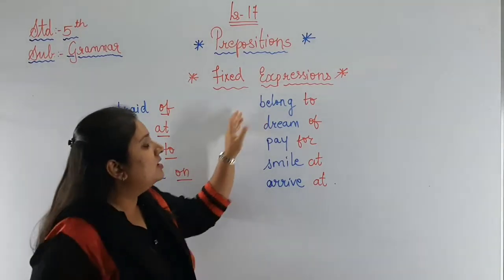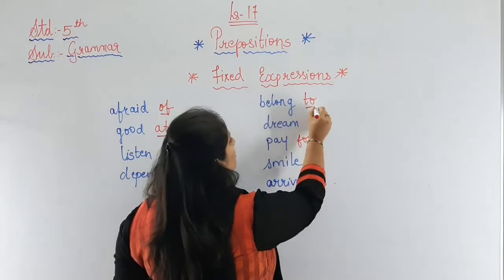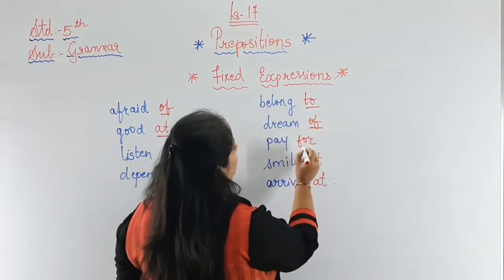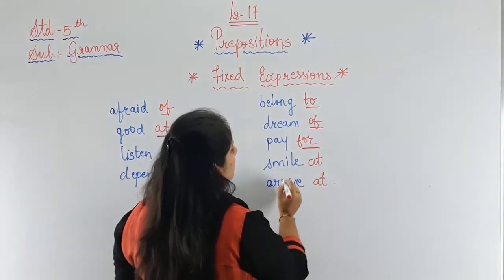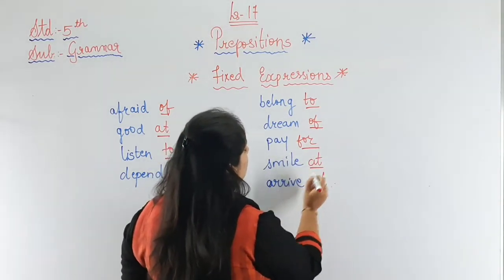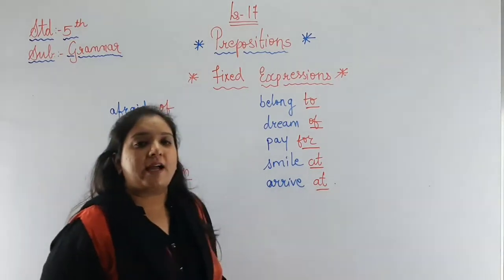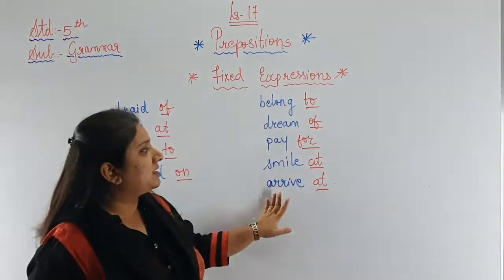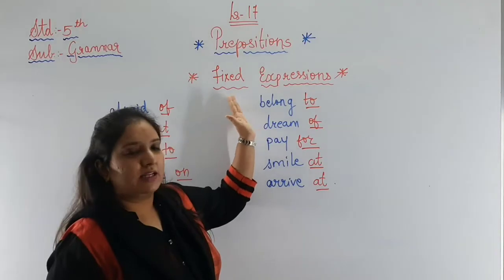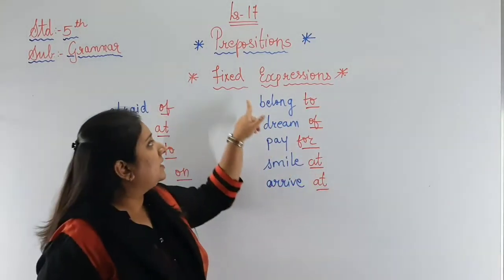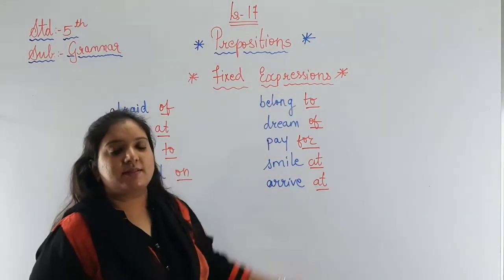If I say belong, with belong I have to only use to. With dream I have to only use of. For pay I have to only use for. For smile I have to only use at. For arrive I always have to use at only. So these are fixed. With this verb or adjective we have to use only these prepositions, and that is why they are called fixed expressions.